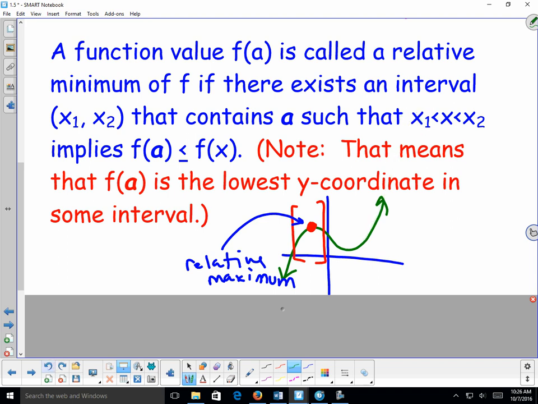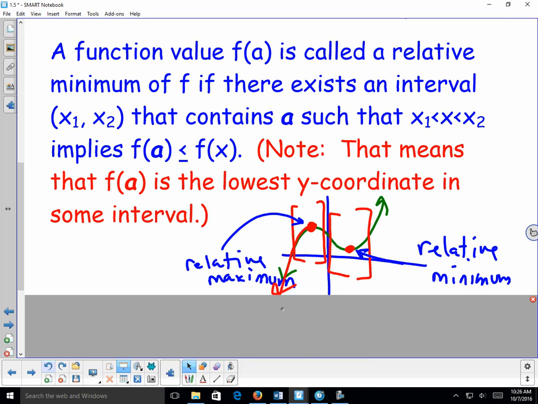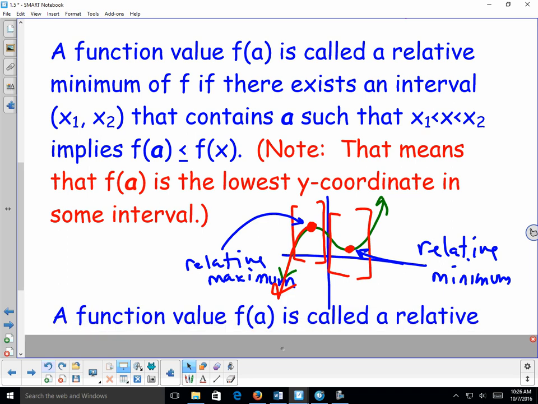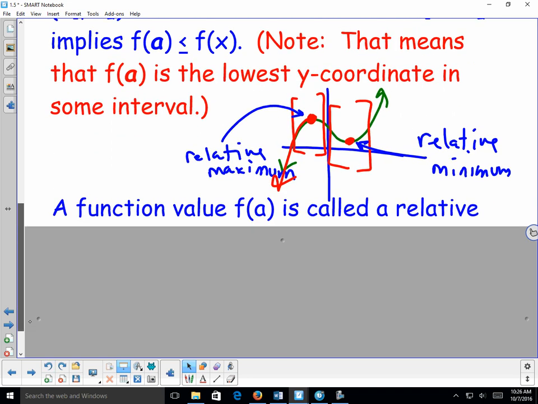Okay, what about a relative minimum on this graph? Well, I think here we see that this point is the lowest point in some interval that we would look at. So we would call this point right here the relative minimum. It's not the absolute minimum because this function is going lower than that, right? It keeps going down, down, down here, right? All right, but we do have a relative maximum and a relative minimum on that graph.